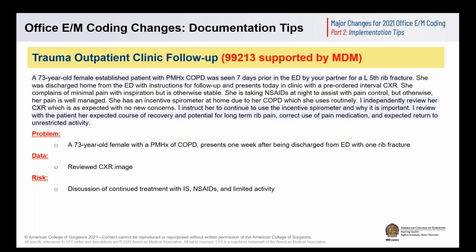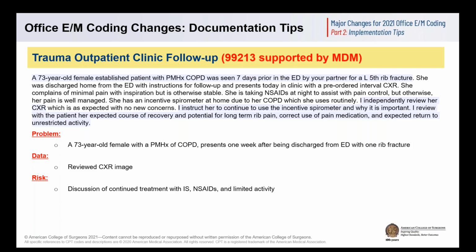She is doing well. She complains of minimal pain with inspiration, but is otherwise stable. She is taking NSAIDs at night to assist with pain control, but otherwise her pain is well managed. She's using an incentive spirometer, and you actually take a look at her chest X-ray and you document that you see a single rib fracture and there's no other issues. You discuss with her the incentive spirometer.